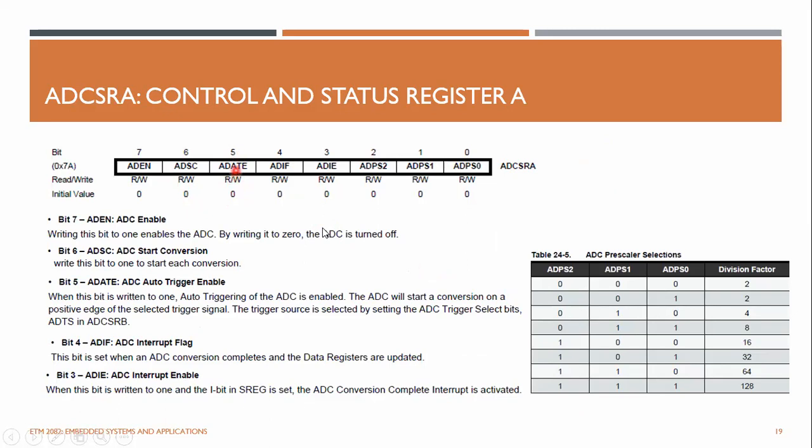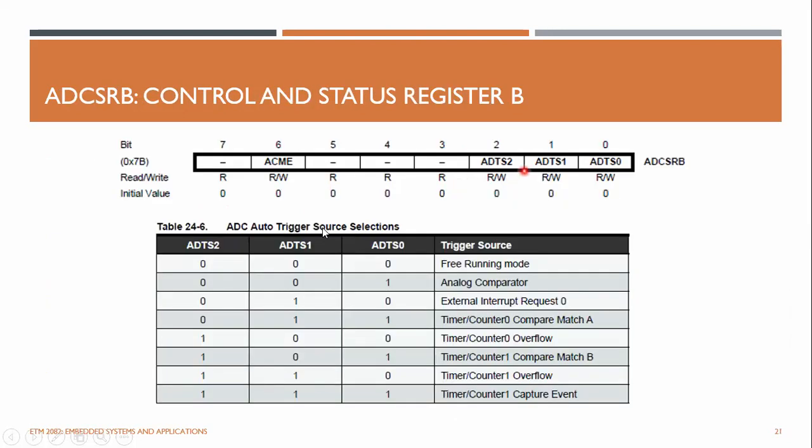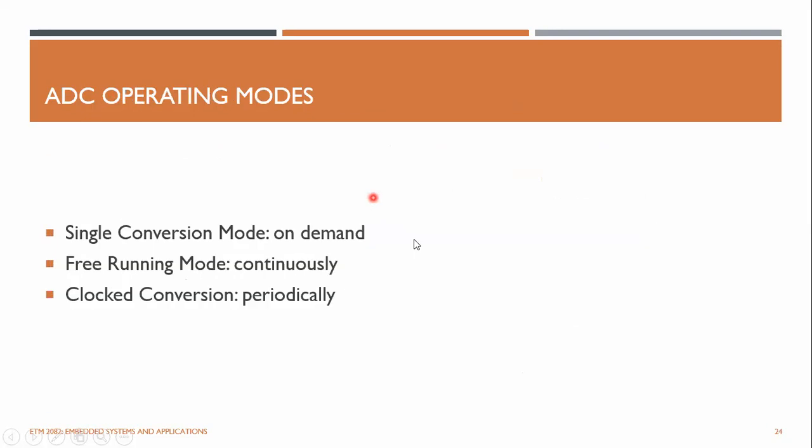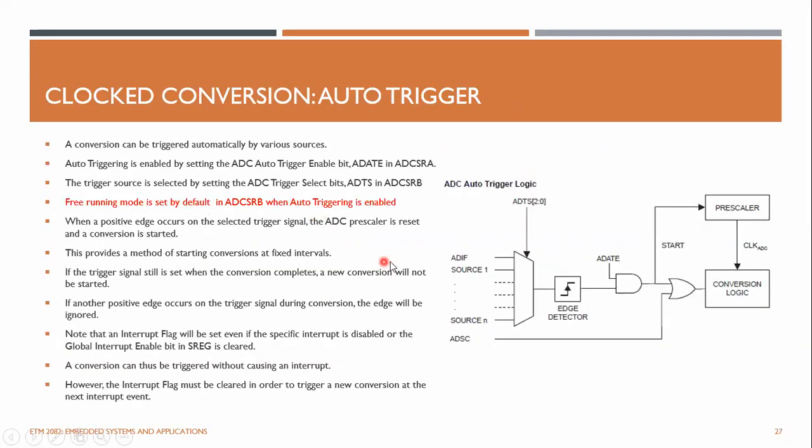And if you want free running, you set this one, and all these other 3 bits here will be 0 by default, so it is free running. Or for clocked conversion, you can select any clock source based on the requirement, and it will do the ADC conversion. Right, so this gives you the freedom to start a conversion at fixed intervals.